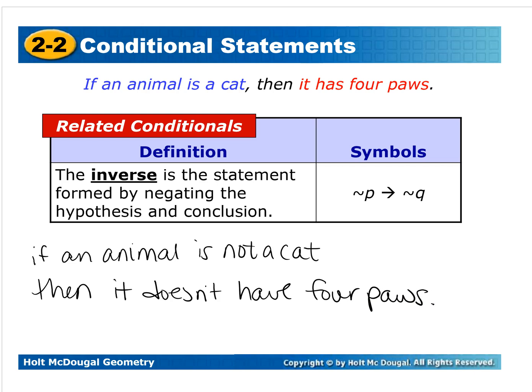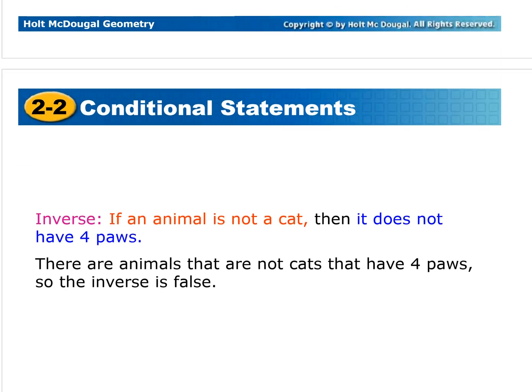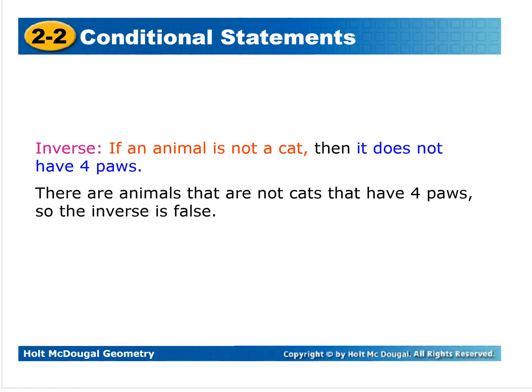Okay, so is that true? If an animal is not a cat, does it not have 4 paws? Well, think about that for a minute. So there are animals that are not cats that have 4 paws, so the inverse is false. Okay, so it could not be a cat and be a different animal and still have 4 paws. So if it's not a cat, let's say it was a chinchilla, does it still have 4 paws? Yeah, it doesn't not have 4 paws. Okay, so we can't conclude that it doesn't have 4 paws.